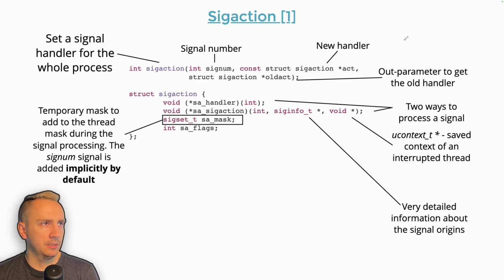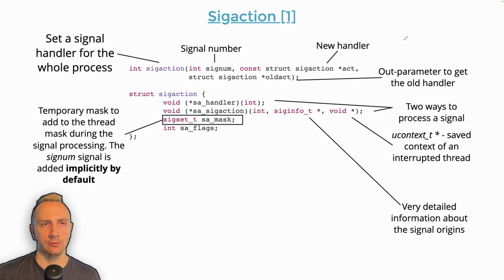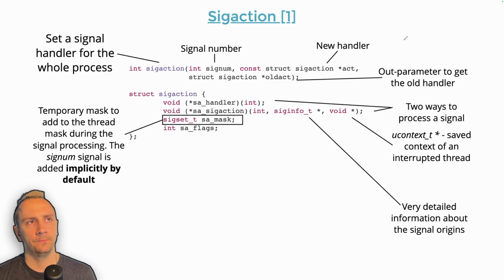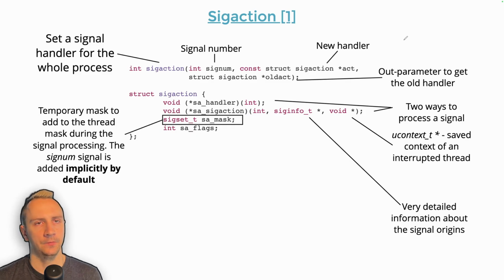The next member is sa_mask. It's a temporary mask to add to the thread signal mask during signal processing. So whichever signals you add to this mask, they will be blocked while the handler function is being executed. This is actually very convenient because this was not possible with the signal function. With the signal function, you could receive multiple signals recursively, and they would all be handled one on top of another without letting the previous one get finished first. It was not possible to block them, so to handle them one by one.